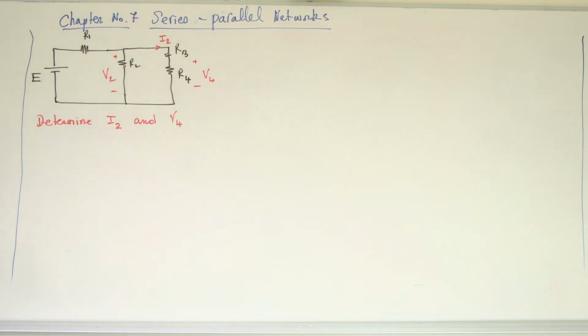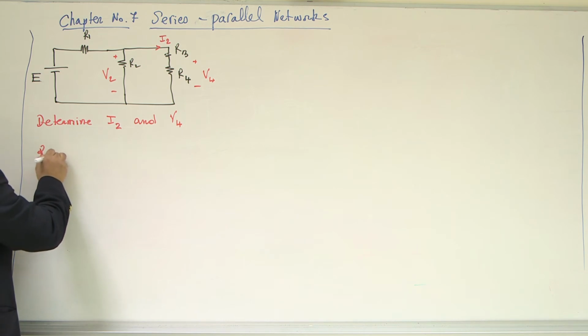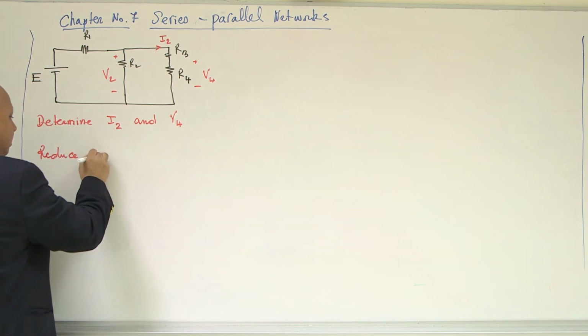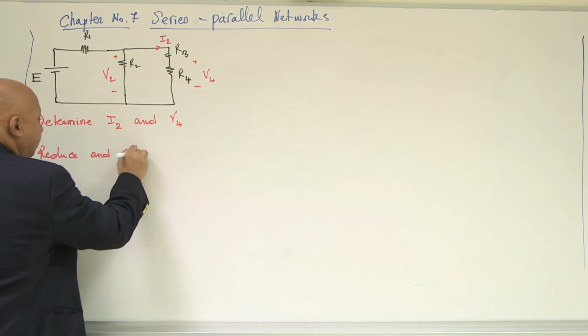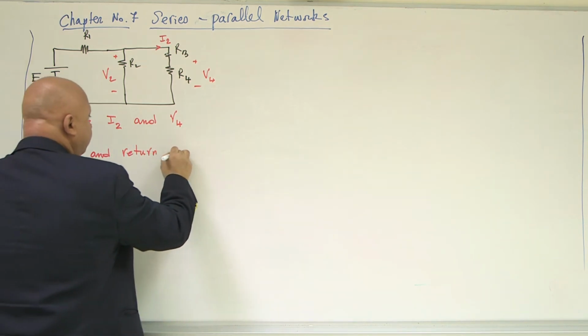It is not a series network. It is not a parallel network. It is a combination, a series and parallel network. So we have two approaches. We reduce the circuit into a simple circuit, then we return to the circuit, or we use the block diagram approach. Two approaches. Let's see the reduce and return approach.